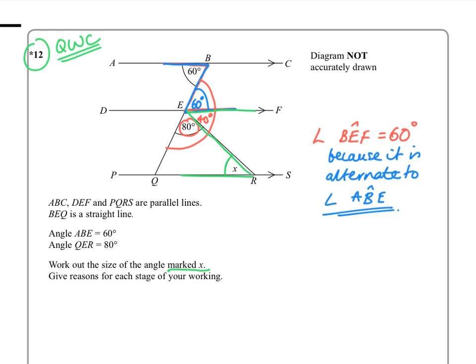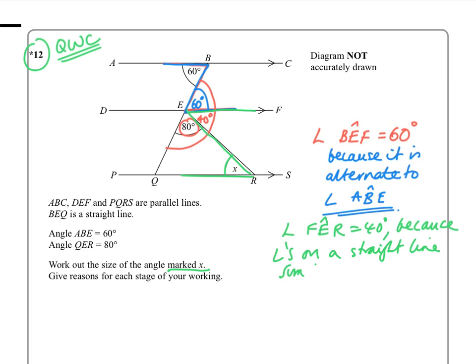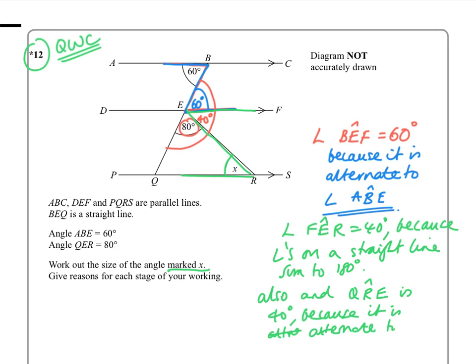So first things first, angle FER is 40 degrees because angles on a straight line sum to 180. Also, angle QRE is 40 degrees because it is alternate to angle FER.